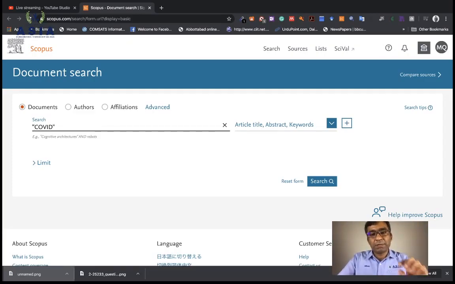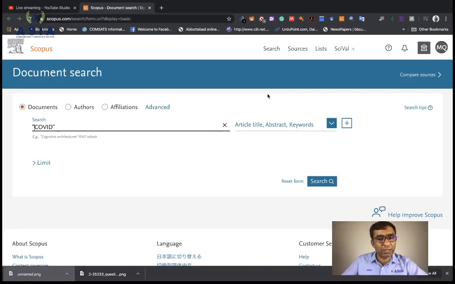So it is very important, while you are entering your keywords, to use them correctly. Each database has its own different types of operations. Web of Science has different ones, Scopus has different ones, PubMed has different ones.